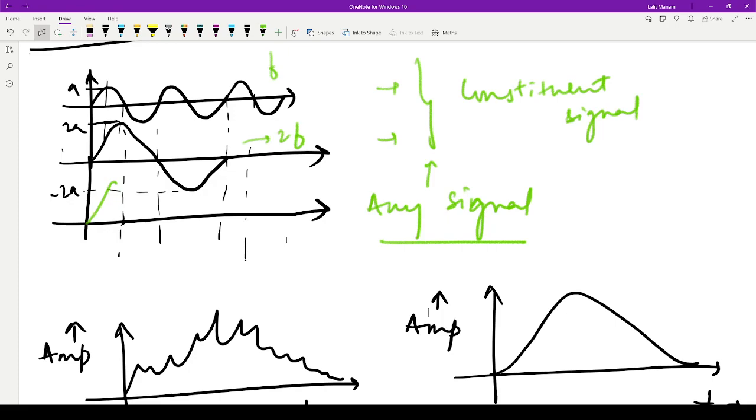Now what will the definition be with respect to space? It's the same. Previously it was one by the time period, but in general you can say, instead of time period, the period in which the signal repeats. That's it.